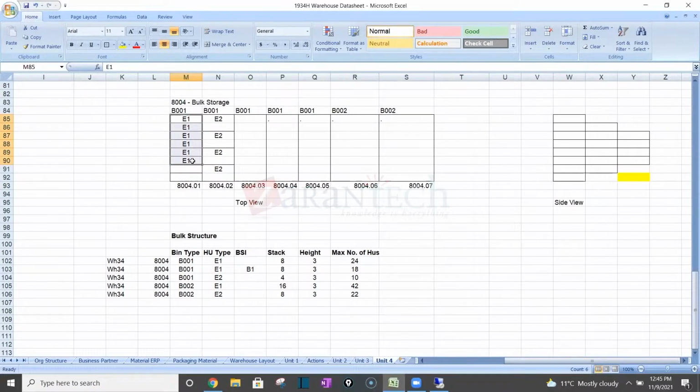So that put away block indicator will supersede the addition setting we did in the storage bin. Yes, it will supersede that, because the bin is blocked.